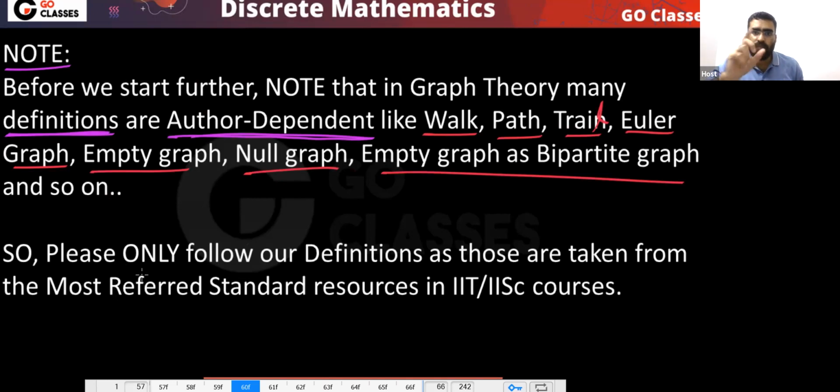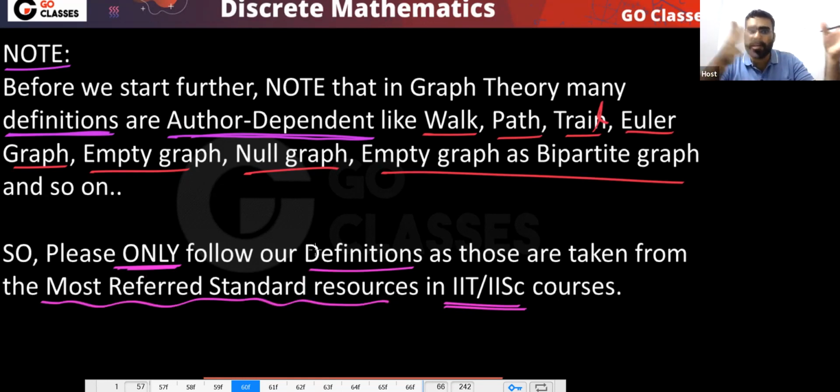Many times people waste a lot of time. Students come to me and ask, sir, you told us this definition, but this book is saying another definition. So remember, in graph theory many concepts are author dependent. Follow all the definitions that we are taking, because these are the definitions used in the most referred standard resources in IISc courses. In our IISc courses and also in NPTEL courses, I have taken the definitions that are followed by most authors. So only follow our definitions.